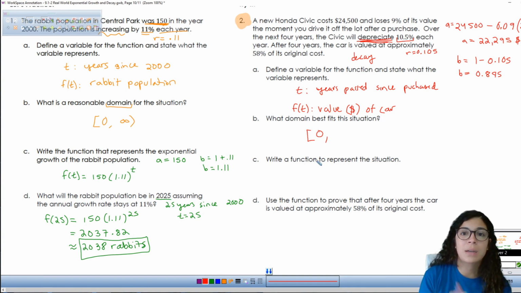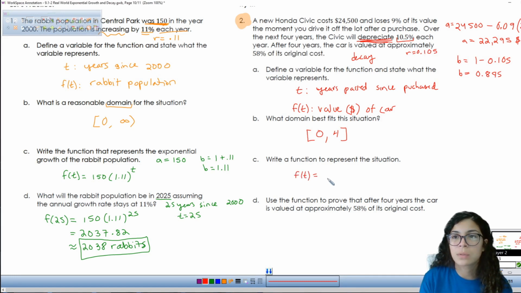Now, in theory, we could technically own the car forever. But remember, this is the domain for the function in particular. And in the situation, they told us that this depreciating value is only for the next 4 years. So after 4 years, we don't know exactly what the depreciation rate is going to be. So this function will only be valid for us up till 4 years, and that is it. Now they want us to write the function, so f of t equals our initial value, 22,295, times the factor, which is 0.895, to the power of t.